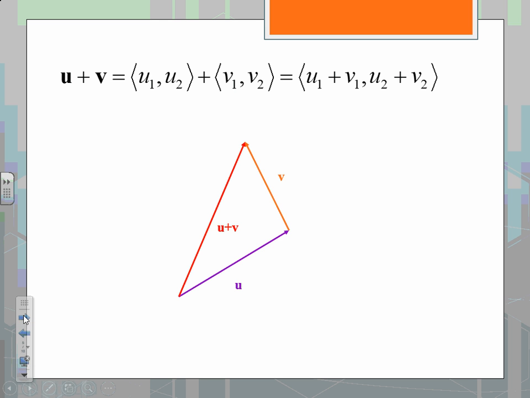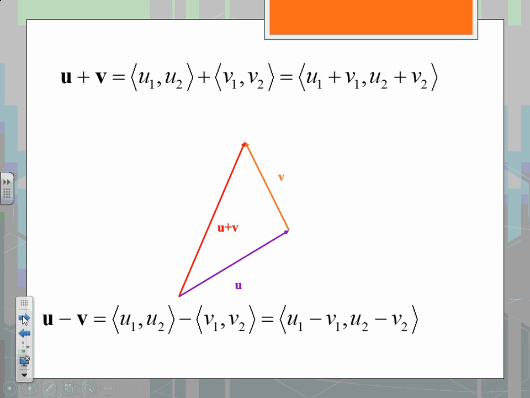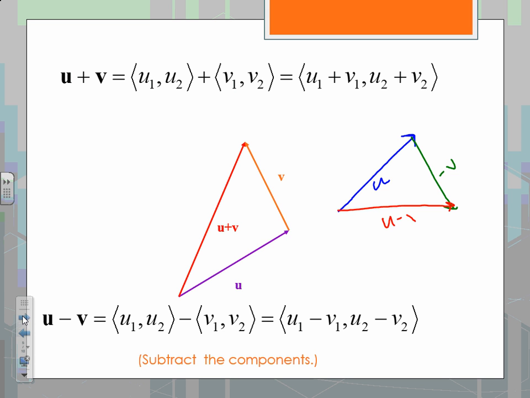In the same manner, we can do the same thing with the subtraction of vectors. Now, if I wanted to draw this same picture for the subtraction of u and v, I don't have purple, but here would be u. We would subtract v by just drawing it in the opposite direction. And so then u minus v would look like that.